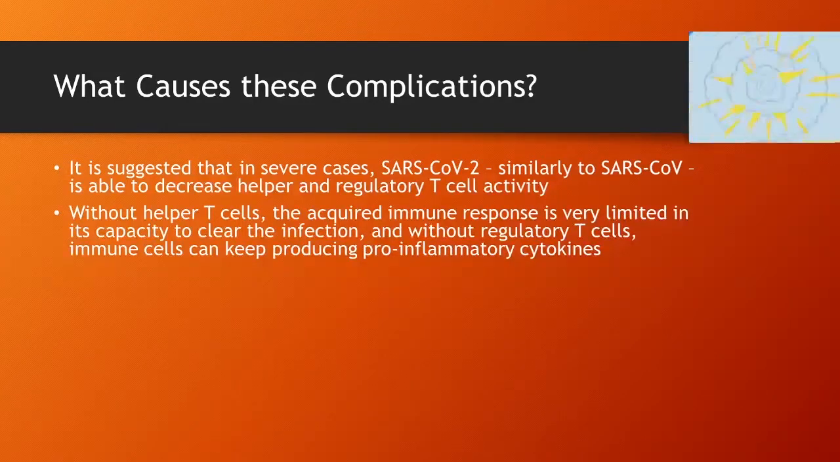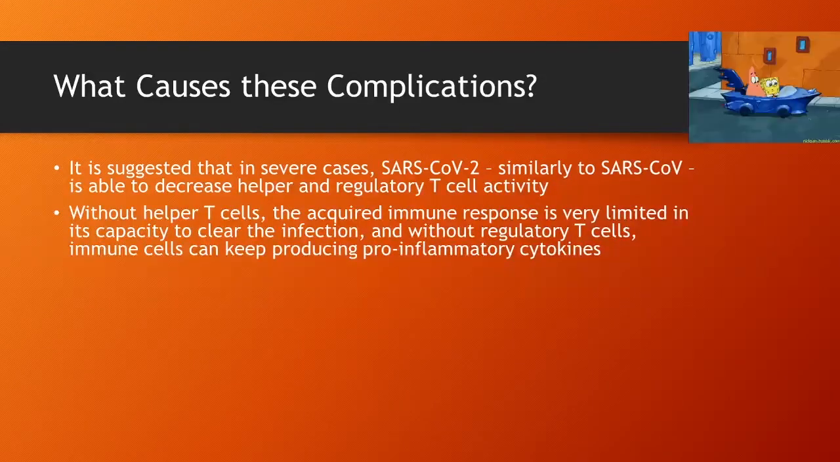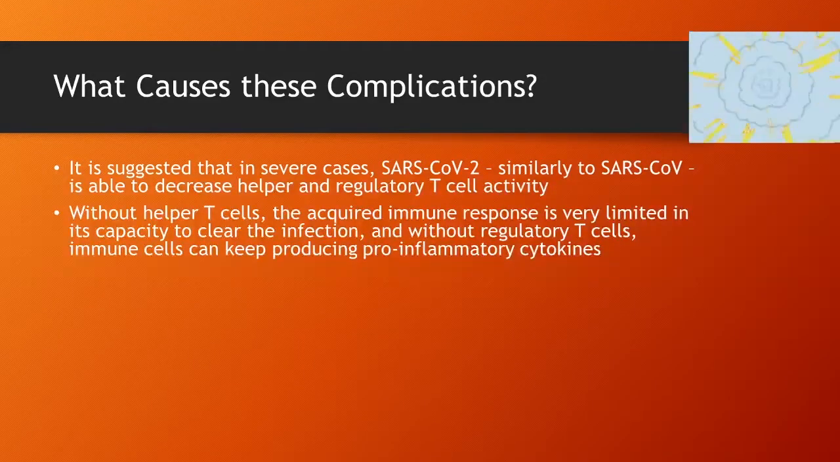So without helper T cells, the acquired immune response, which is the immune response that is specific to this particular pathogen, to this specific virus, is very limited in its capacity to clear the infection. And without regulatory T cells, that's another type of T cell I didn't mention before, the immune cells can keep producing pro-inflammatory cytokines.